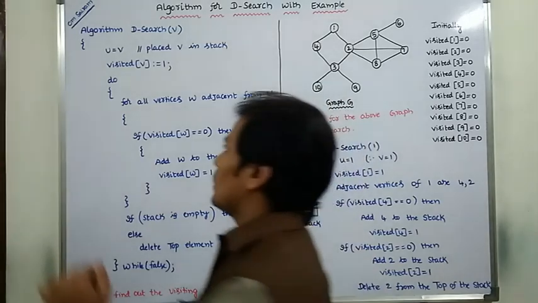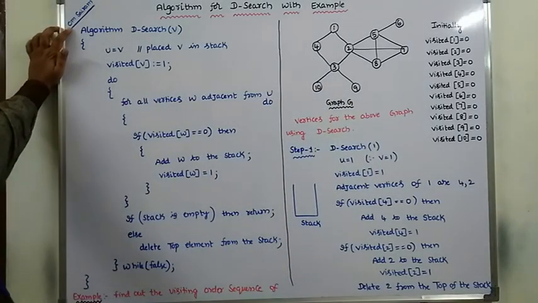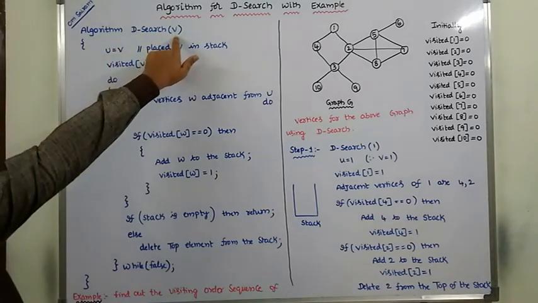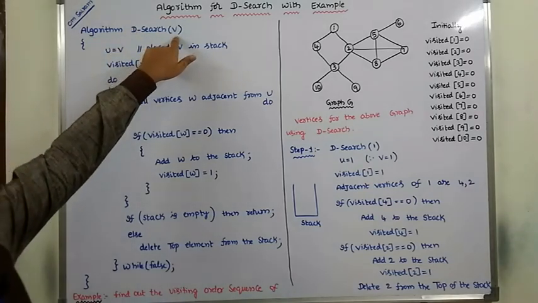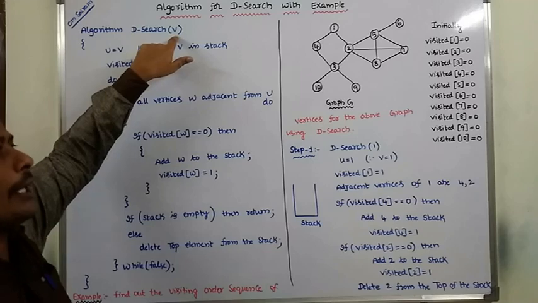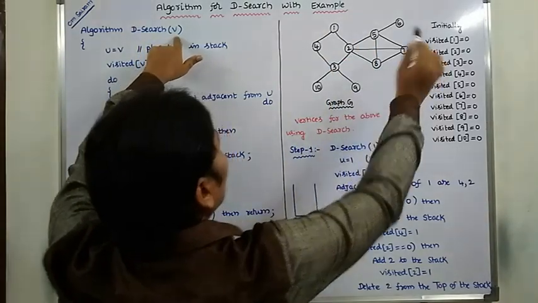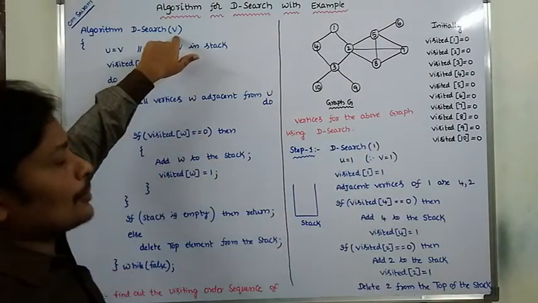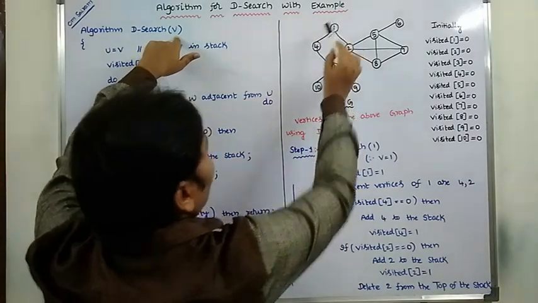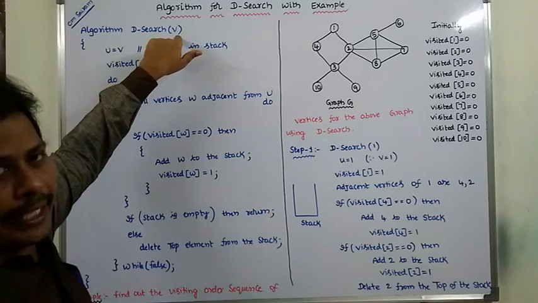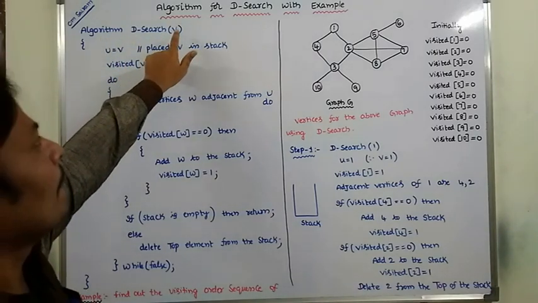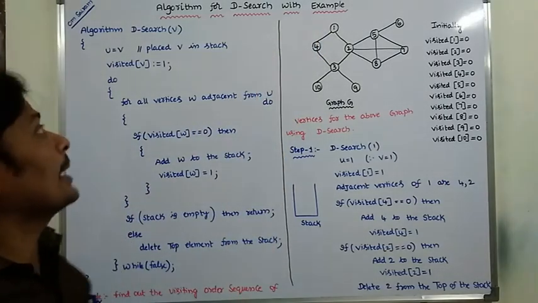Okay. Now this is the algorithm for D-search. Algorithm D-search of V, where V is nothing but the starting vertex. So this is the given graph. In this given graph there are 10 vertices. Vertex 1 can be treated as the first vertex. Algorithm D-search of V, V is the starting vertex.